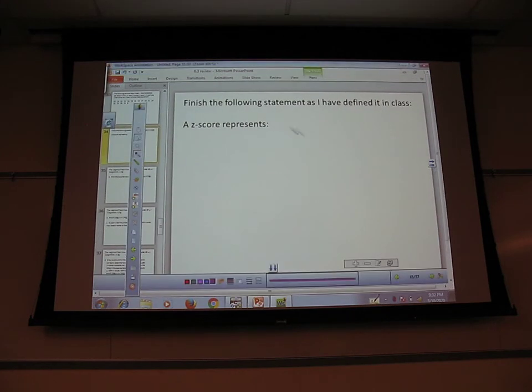Finish the following statement. A z-score represents standard deviations of values away from the mean. Right, the number of standard deviations values are above or below the mean. You could also say this: a z-score represents how many standard deviations a value, or a number, I suppose, is away from the mean. That's an example. So you could do that also, right?